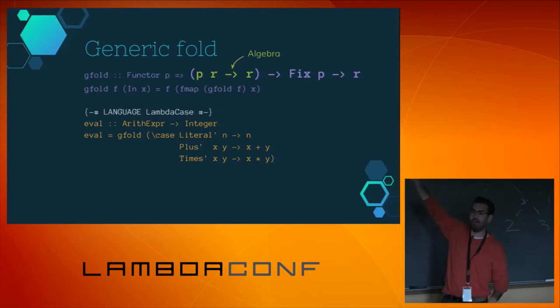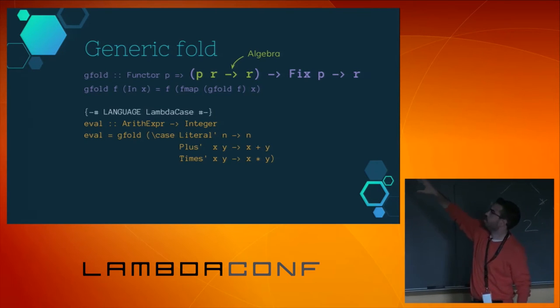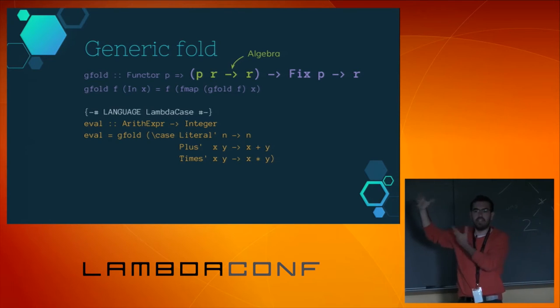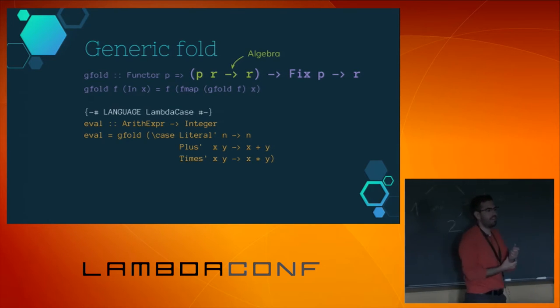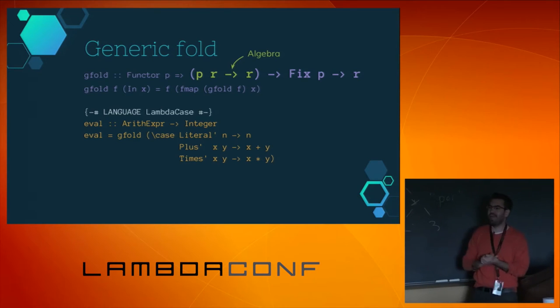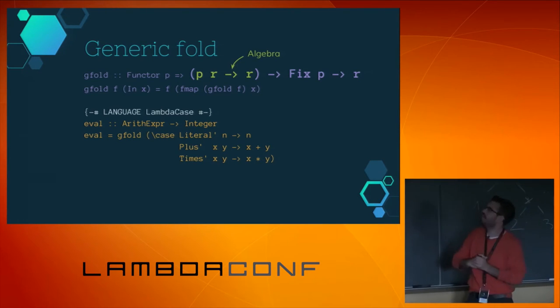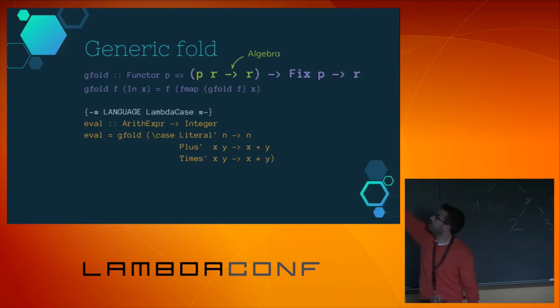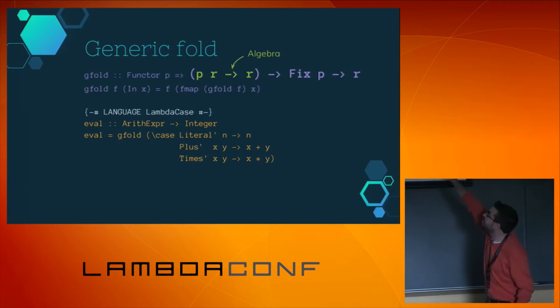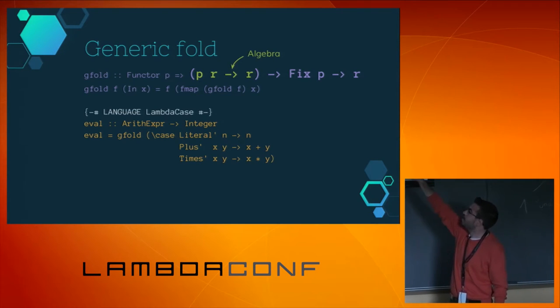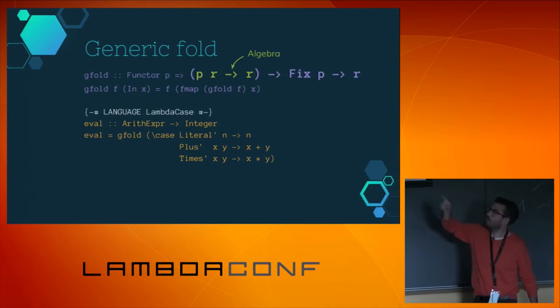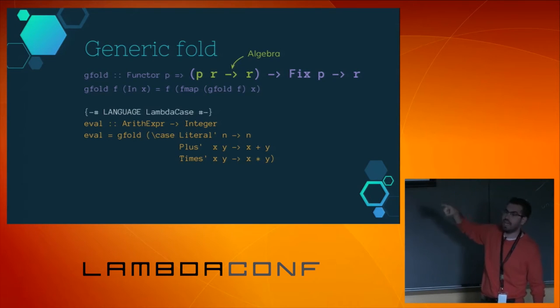By the way, things which go from P of R to R are called algebra. So this really doesn't matter. But if you heard about algebras in programming and bananas, lenses, and all this kind of things, this is all about this kind of stuff. So we just wrote the same thing with just one line. And you see that there is a recursive call. So we are calling gfold inside.